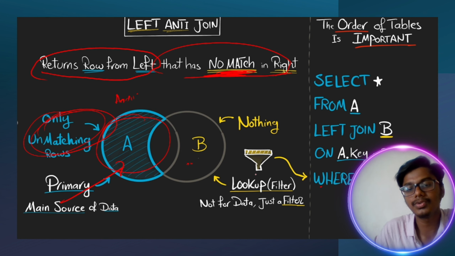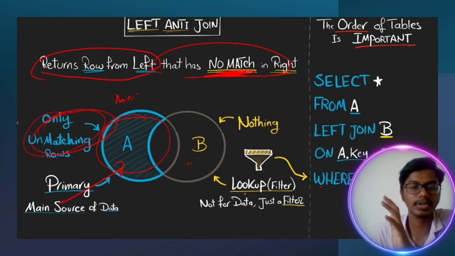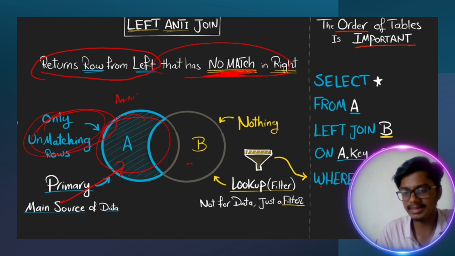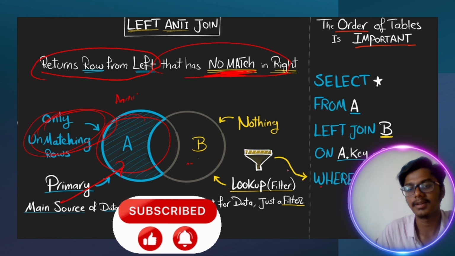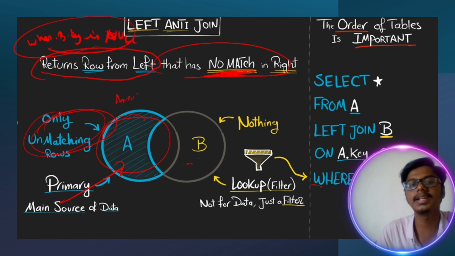So we are going to use a lookup filter, not for the data, but just as a filter. It returns rows from the left that have no match in the right. That's how the left join works. There is no difference between the left join and the anti join except in the WHERE clause. I'm going to write where b.key is null in the left join.